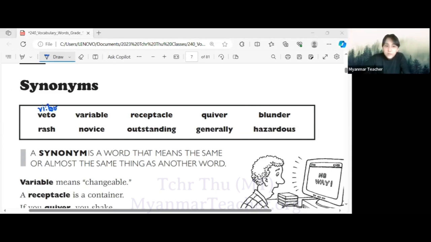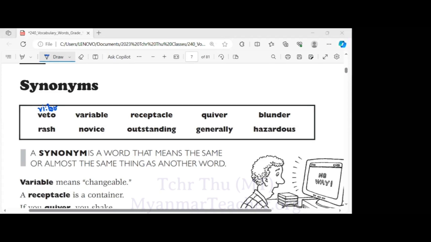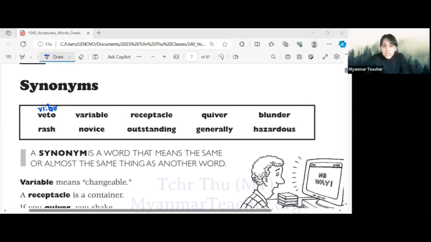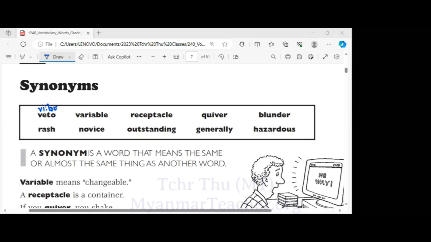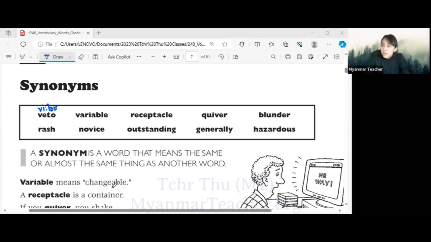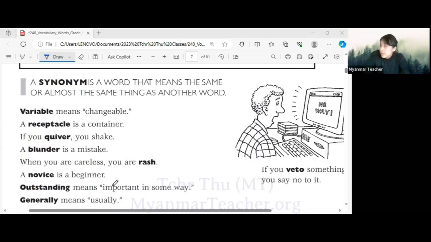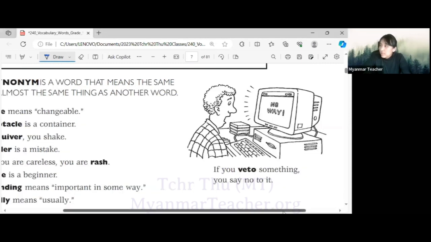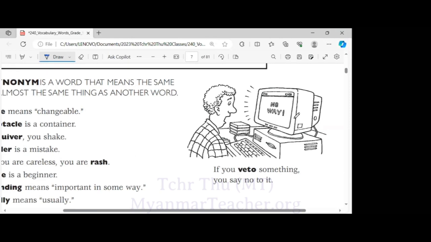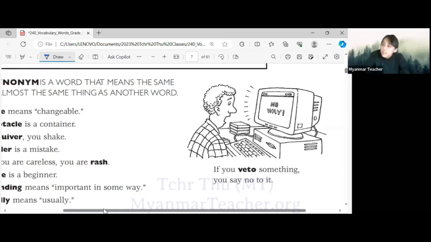So veto. Veto is also a noun and also a verb. If someone in authority vetoes something, they stop it being put into action. It means, if you veto something, you say no to it. You say no to it, like a ban or a dismissal. So this is veto.